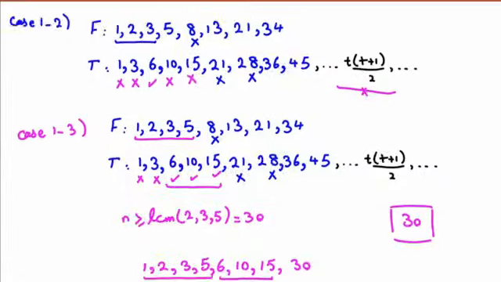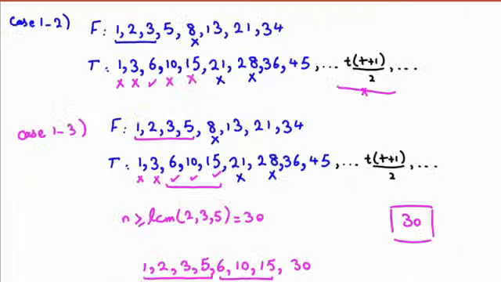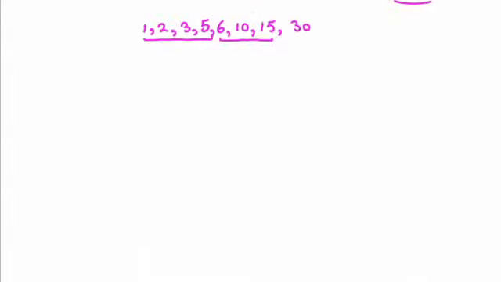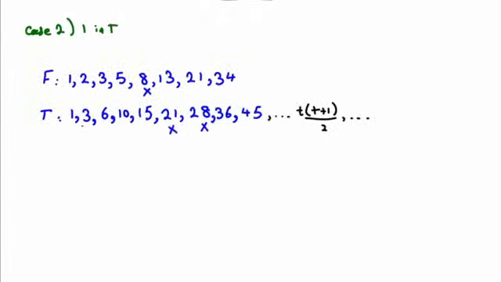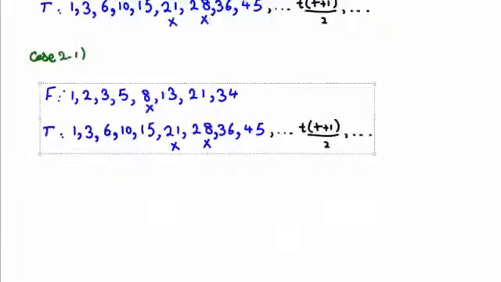Now let's consider case 2. Case 1 was that we use one that is in F. Now we want to use one that is in T. So let's consider case 2, 1 in T. Here again you can select 1, 3, 6, 1, 3, 10, 1, 3, 15. So case 2, 1. If we select here 1, 2 only, 1, 3 only.